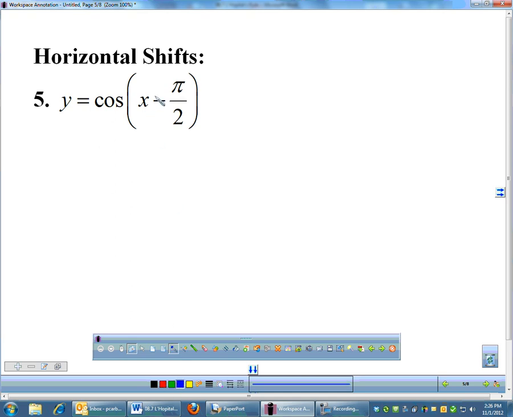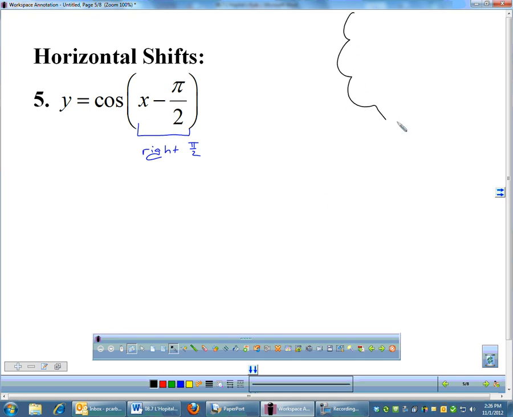This is x minus pi over 2 on the inside. Remember, if you're inside with the x, you do the opposite of what you would think. So x minus pi over 2, I'm actually going to take my graph and shift it right pi over 2. And that pi over 2 is the only thing going on. Other than that, this is just your regular cosine graph.